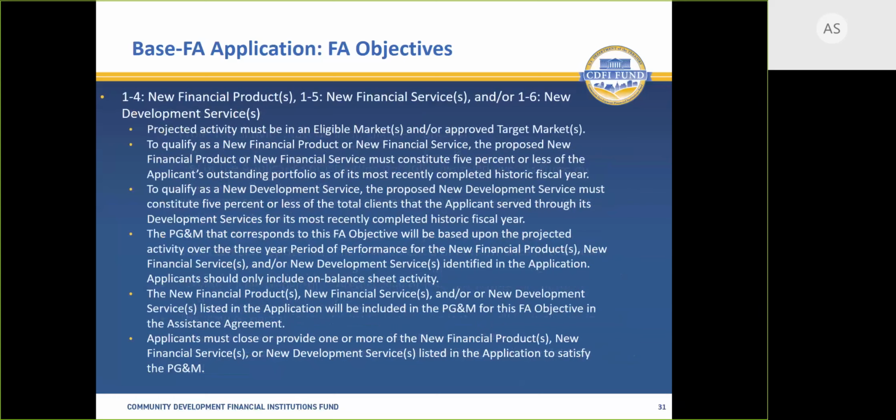For FA Objectives 1.4, New Financial Products, 1.5, New Financial Services, and 1.6, New Developmental Services, the proposed new FA objective must be 5% or less of your outstanding portfolio as of the most recently completed historic fiscal year. This also includes 5% or less of the total clients that you served if you select FA Objective 1.6. The corresponding PG&M will be based upon the projected activity over the 3-year period of performance in your application and will be reflected in your assistance agreement as such.